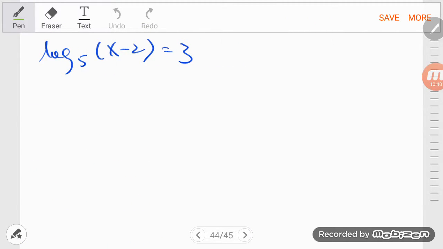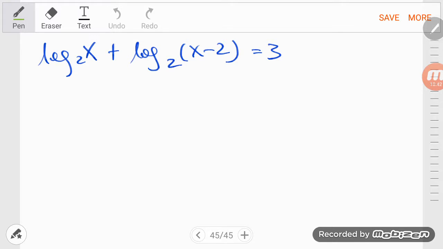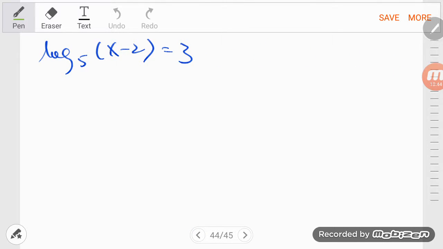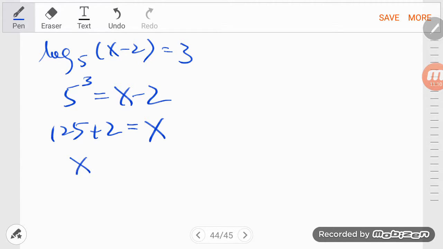Alright, I have two more examples, and they're somewhat easier because sometimes we can solve logarithmic equations by converting them to exponential form. So if I convert this to exponential form, I will have 5 to the power of 3 is equal to x minus 2. 5 to the power of 3 is 125. Let me move the 2 over. Plus 2 is equal to x. So my x is 127.